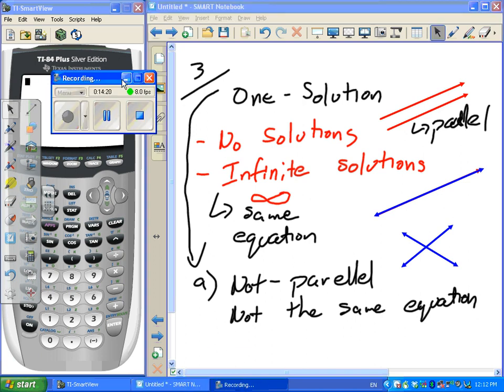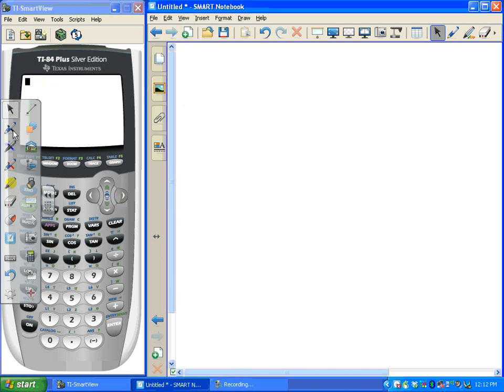Move on. Question 4. Question 4 says to solve by substitution, so we're going to substitute.